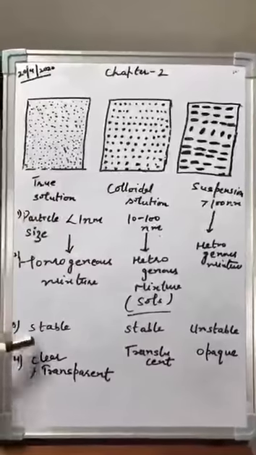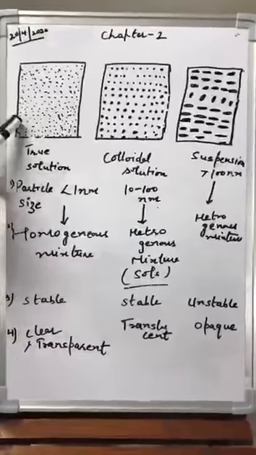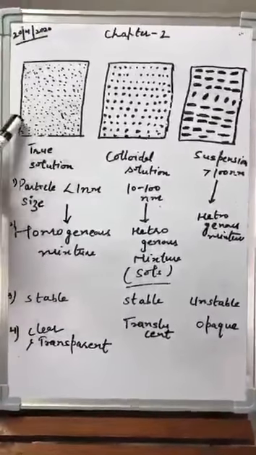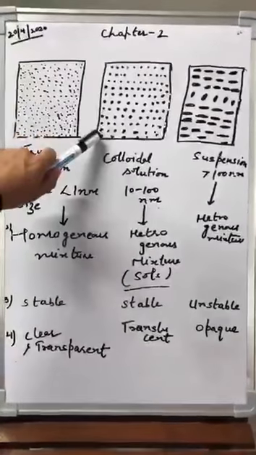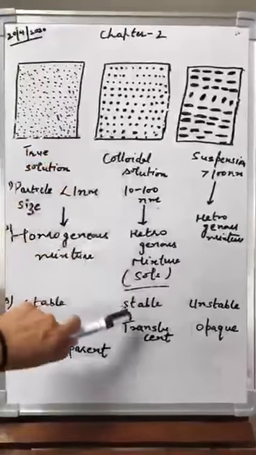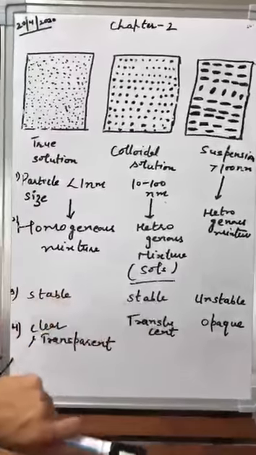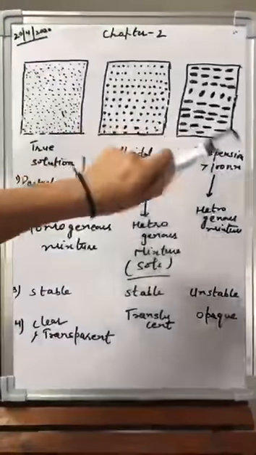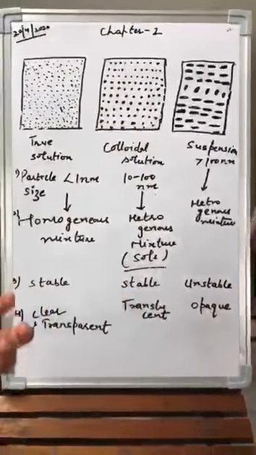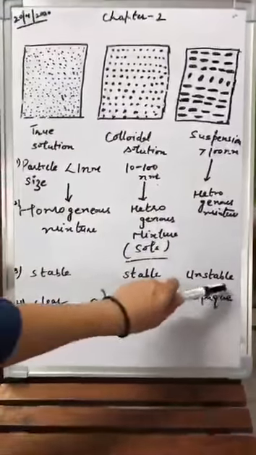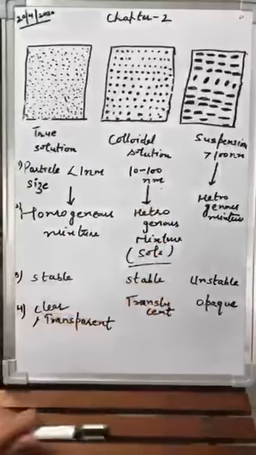Now come to the next point, stability. What is the meaning of stable? If you keep the true solution for some time, it will remain as it is. It means it is stable. And same for the colloidal solution. If you make a colloidal solution, it will remain as it is for all the time. That's why it is called stable. Third one, in the case of suspension, when we keep the suspension for some time, the particles of the suspension are so big that they will settle down. So that's why this is called an unstable solution.